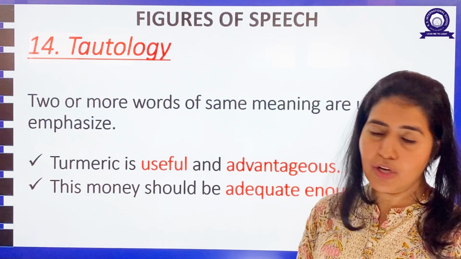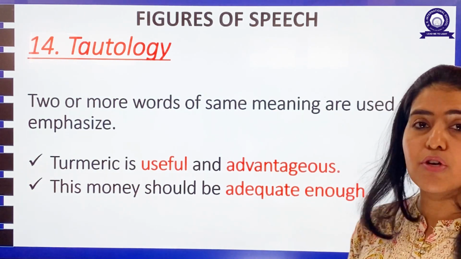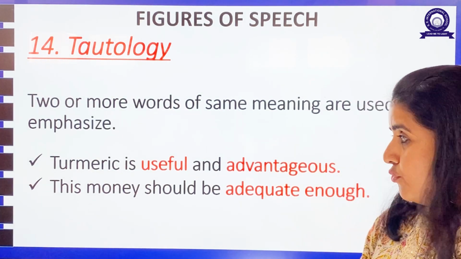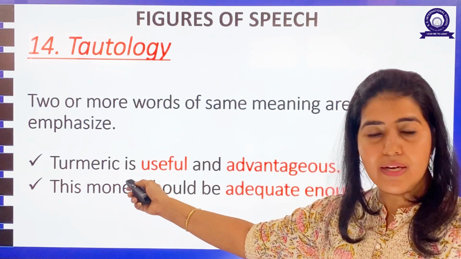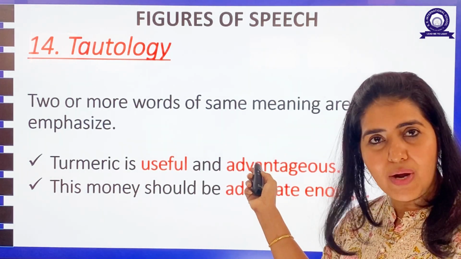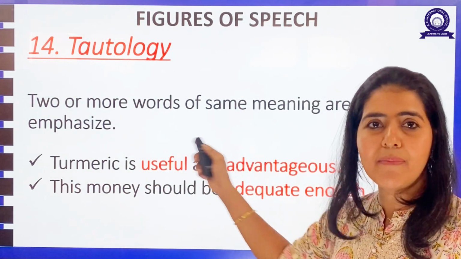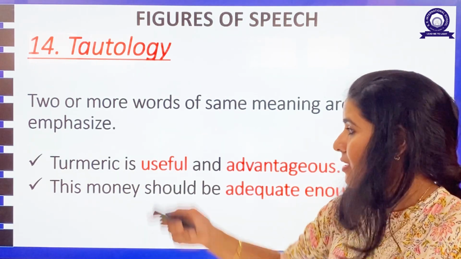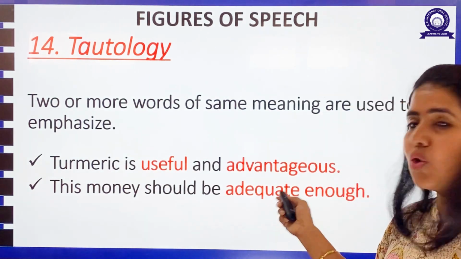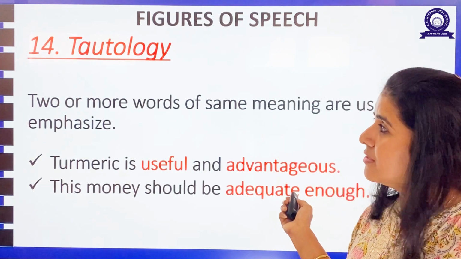Then we have tautology. Two or more words of the same meaning are used to emphasize. Like turmeric is useful and advantageous. I want to say the same thing but I'm laying more stress. This money should be adequate enough. Again, both mean the same.